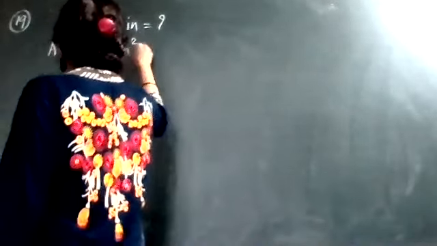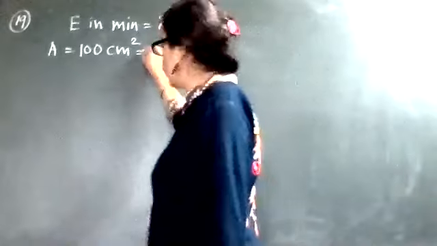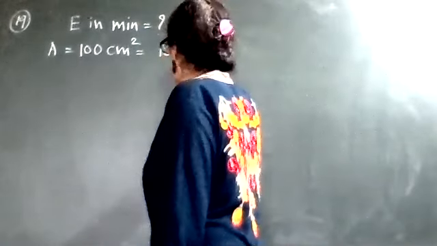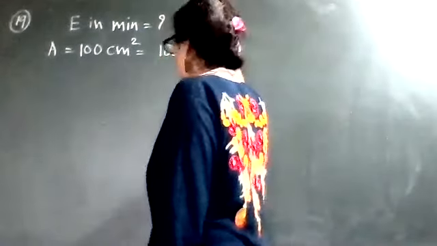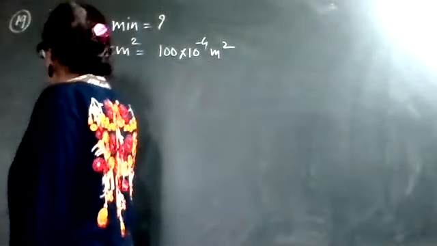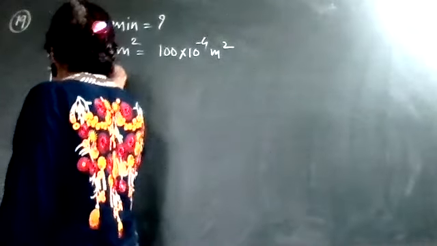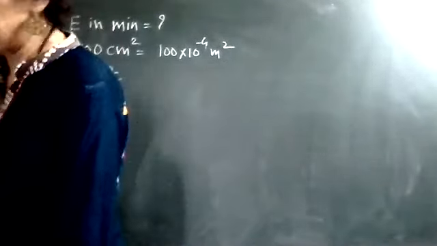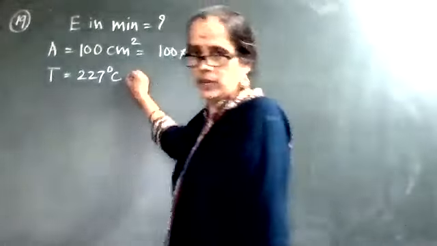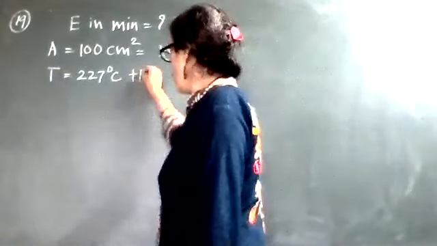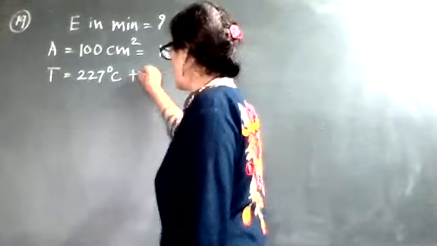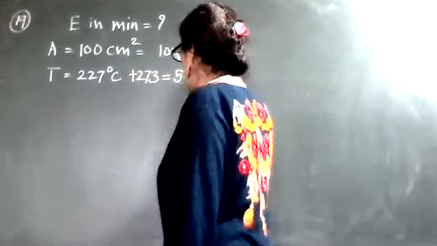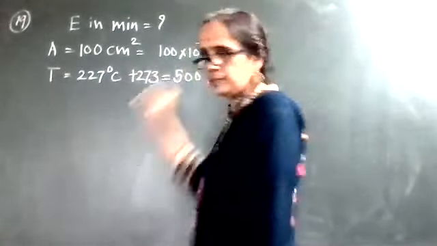You have been given a surface area. Surface area is given as 100 centimeters square. So that I will convert into meter square. So 100 into 10 raised to minus 4 meters square. At what temperature? The temperature T is given as 227 degrees Celsius. So that temperature I will convert into Kelvin by adding 273. So my temperature will become 500 degree Kelvin.